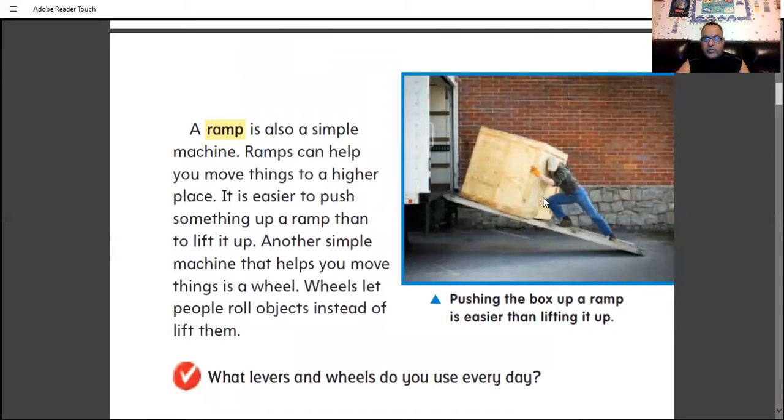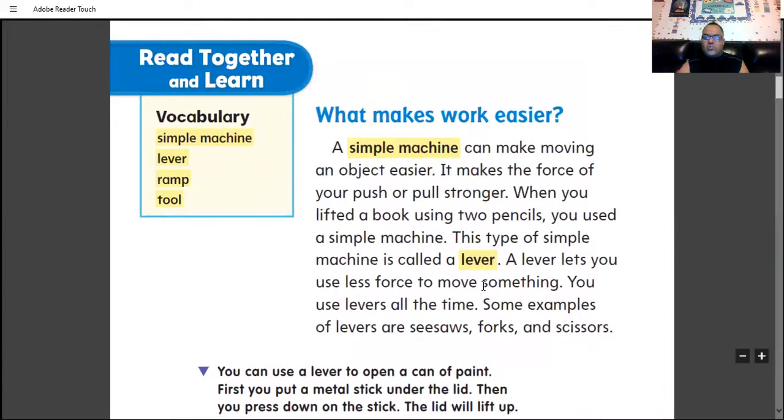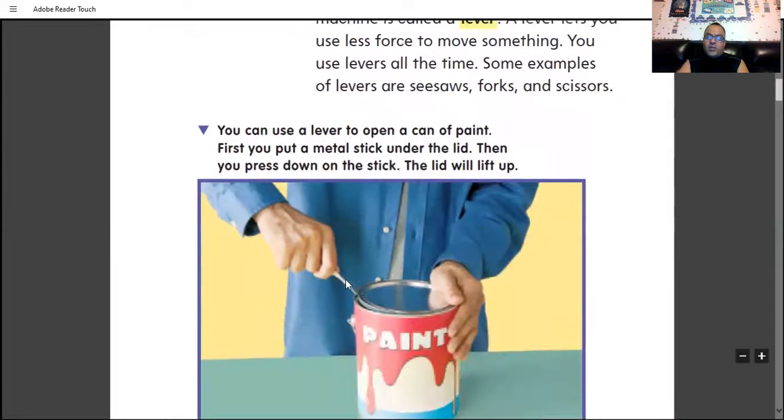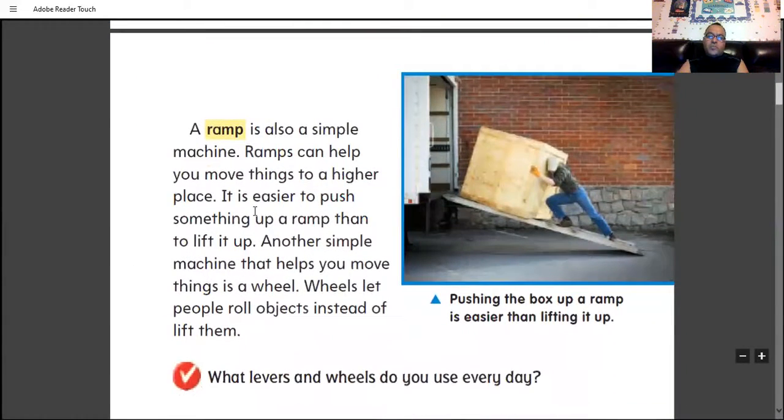A ramp. See that man right there pushing something up? He couldn't do that if there was no ramp. A ramp goes from the floor to a higher place. A ramp is also a simple machine. So ramps and levers, those are two types of simple machines. A ramp and a lever. Ramps can help you move things to a higher place.